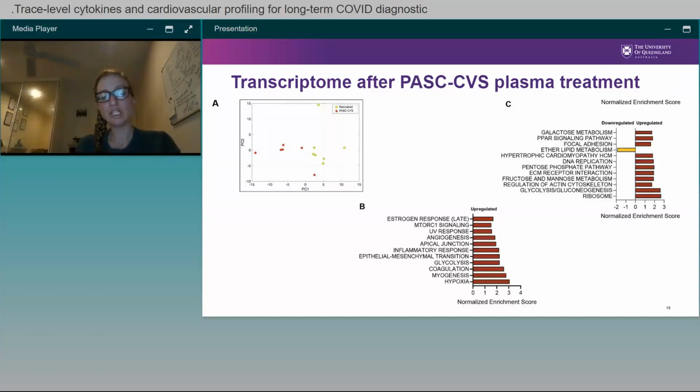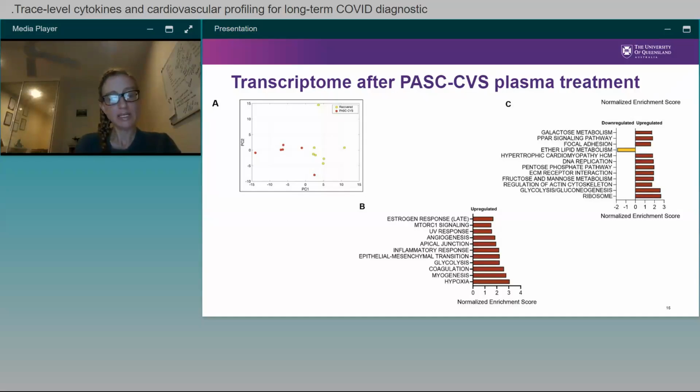And in fact, when you look at the gene expression patterns that they have in common, what you can see is that in our long COVID group, we get upregulation of genes associated with things like angiogenesis, the inflammatory response, coagulation, and hypoxia. So this really suggests that there is something fundamentally different about the long COVID plasma that is driving inflammation and cardiomyocyte dysfunction. Now, if you remember back to what I showed you with the cytokine mimics, we actually had a bit of a cleaner phenotype with the cytokine mimics than we did the plasma.